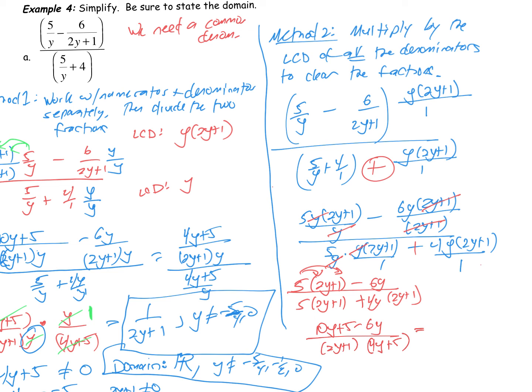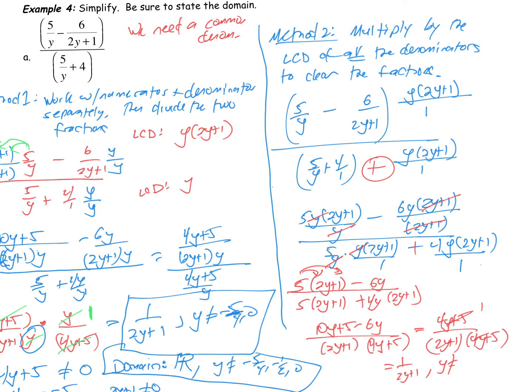And then 10y plus 5 minus 6y gives us 4y plus 5, over 2y plus 1 times the quantity 4y plus 5. We can cancel out the 4y plus 5. That gives us 1 over 2y plus 1.